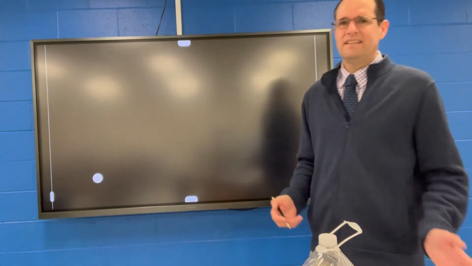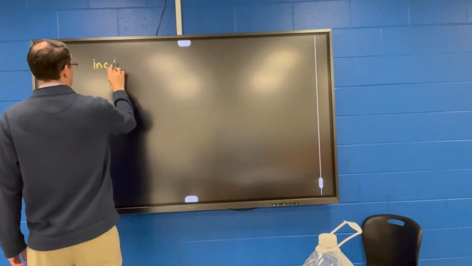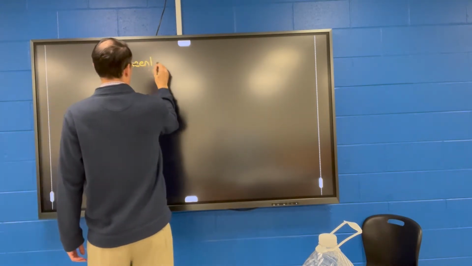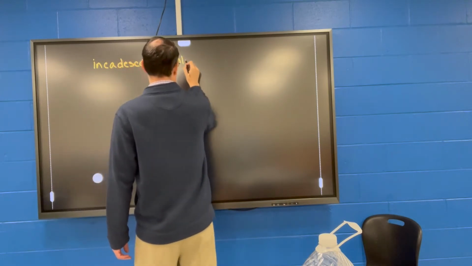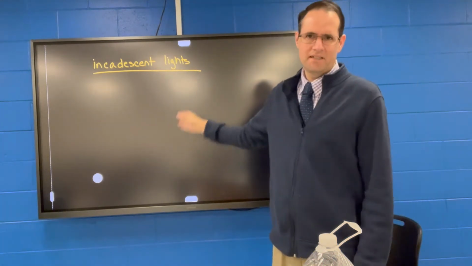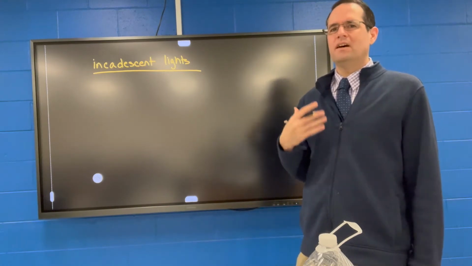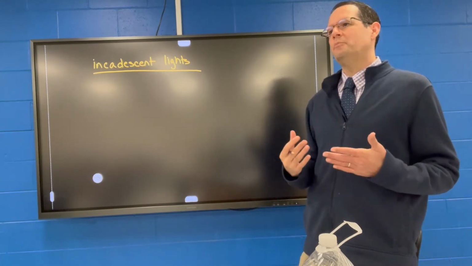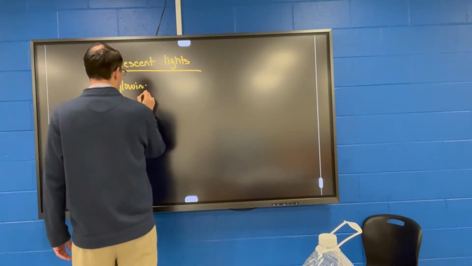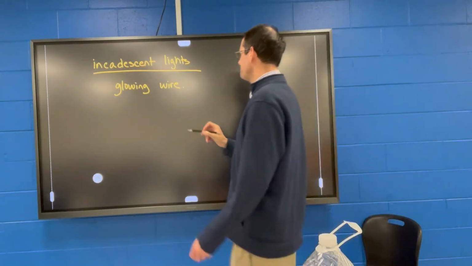Now I want to talk about incandescence. Incandescent is the adjective, right? And incandescence would be the noun. The filament within the old style light bulbs, if it's heated up to a high enough temperature, it glows. Usually it's tungsten.